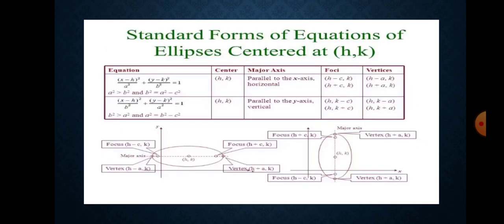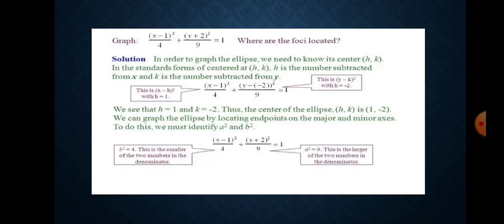The standard form of the equation of an ellipse centered at (h, k) is shown here, with the equation, center, major axis, foci, and vertices. In order to graph the ellipse, we need to know its center, (h, k). In the standard form, h is the number subtracted from x and k is the number subtracted from y.